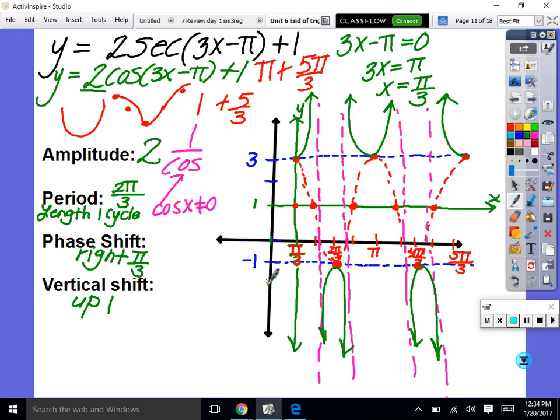So this one was the most advanced. So the only reason we draw a little x and y is to make it easier to graph.